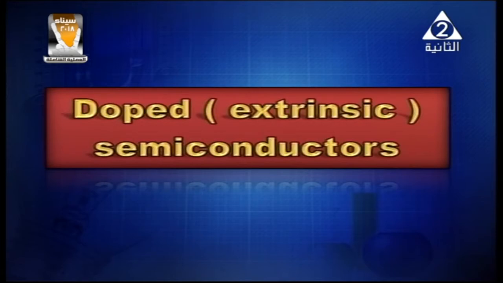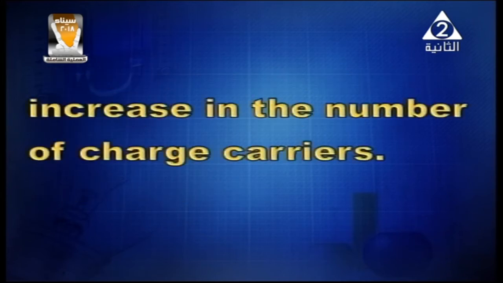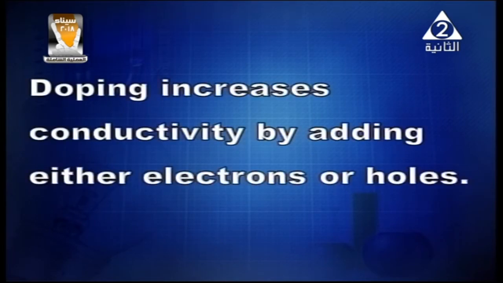And now talking about extrinsic semiconductors. These are semiconductors which are doped with impurities, in certain amounts. As a matter of fact, doping a semiconductor with a tiny amount of impurities causes a considerable increase in the number of charge carriers. Doping increases conductivity. Why? Because it increases either the number of electrons or the number of holes. So once again, doping increases conductivity by adding either electrons or holes.